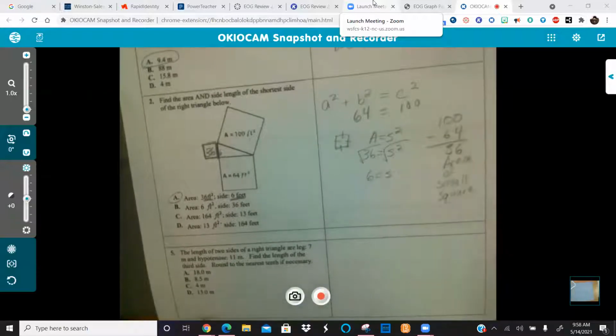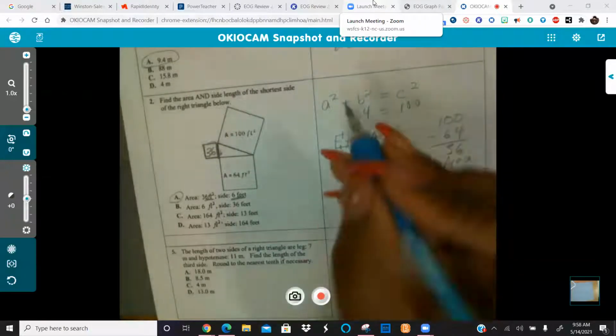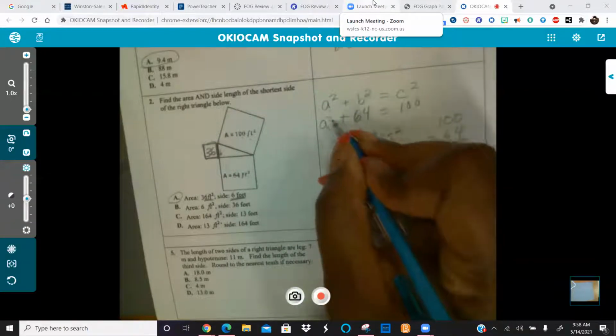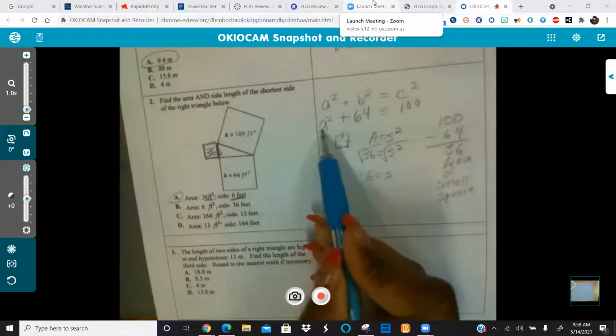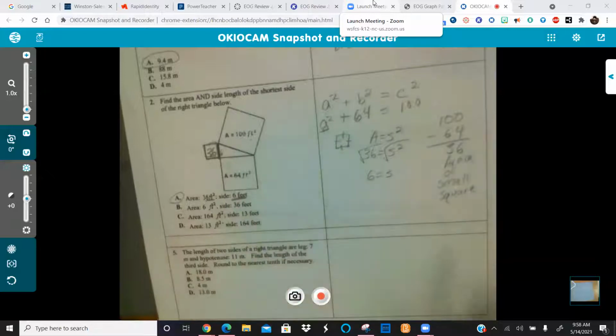Okay, that's how we did it. So if you're wondering what I did, if you didn't see that part, then that's what I did to get that part. This area was missing. Any questions, comments, or concerns about that?